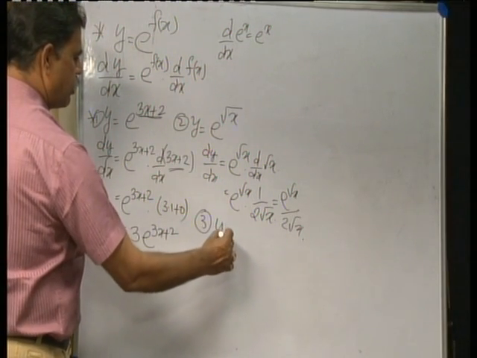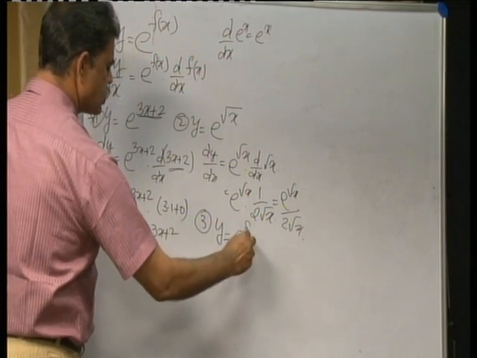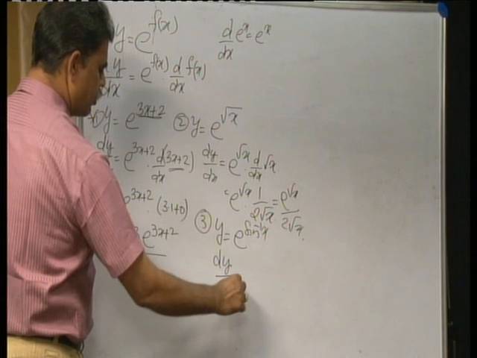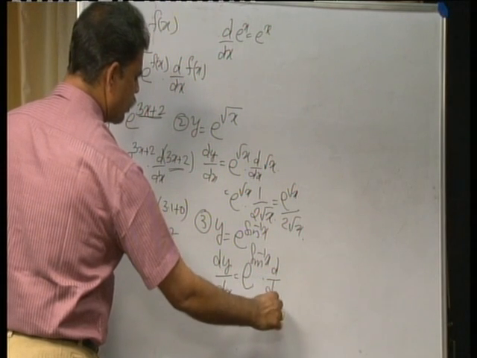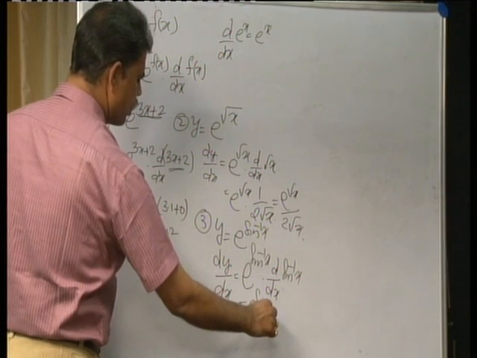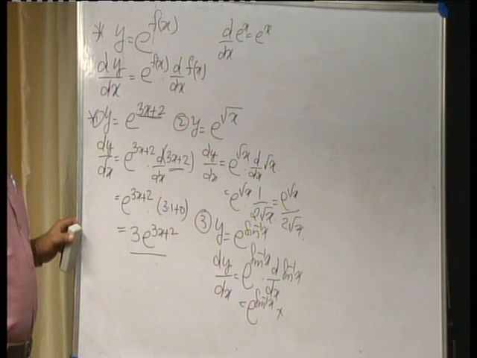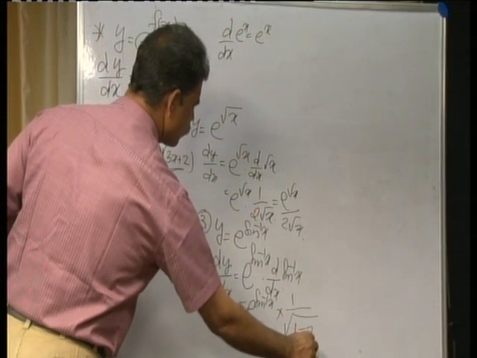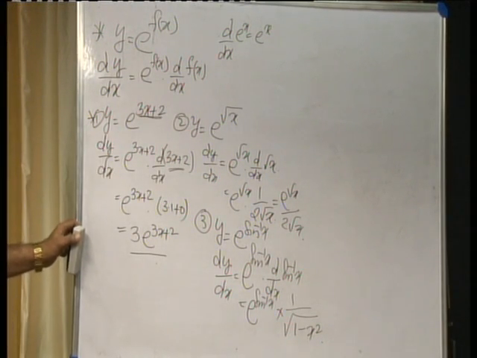Take another example, y is equal to e to the power of sin inverse x. Therefore, dy by dx is equal to e to the power of function into d by dx of sin inverse x. It will become e to the power of sin inverse x into differentiation of sin inverse x. Differentiation of sin inverse x is 1 divided by root of 1 minus x square. This is the answer for e power sin inverse x.